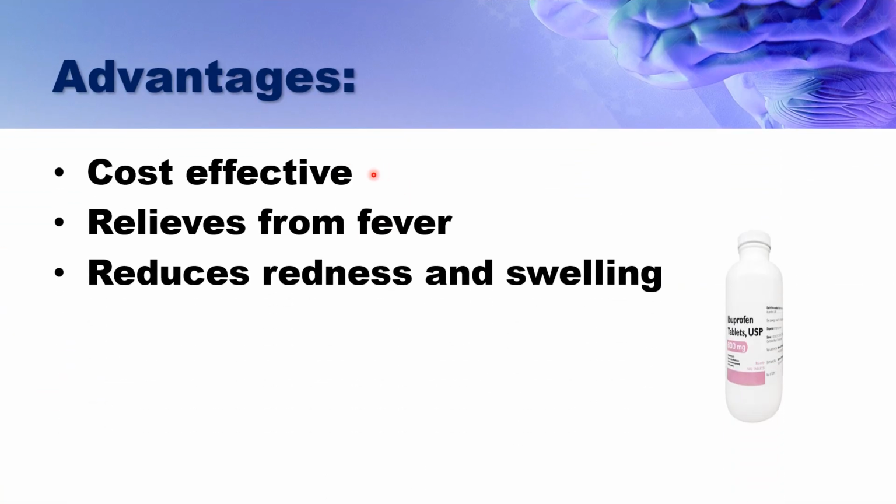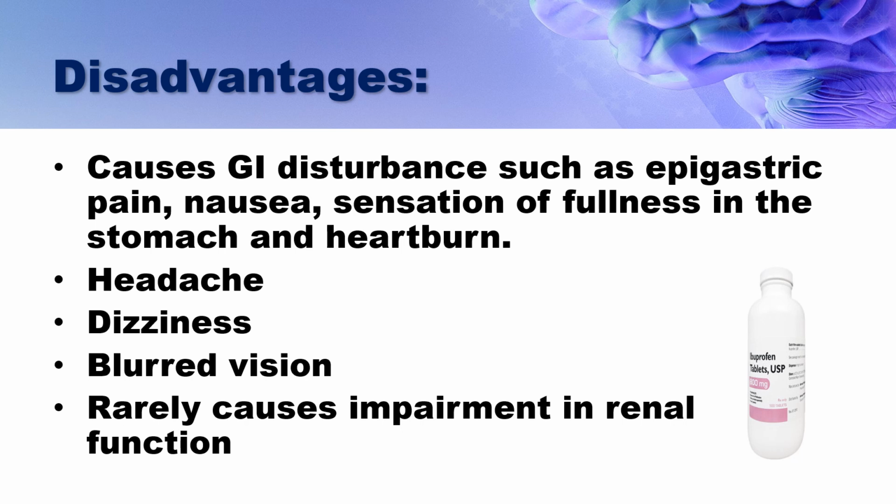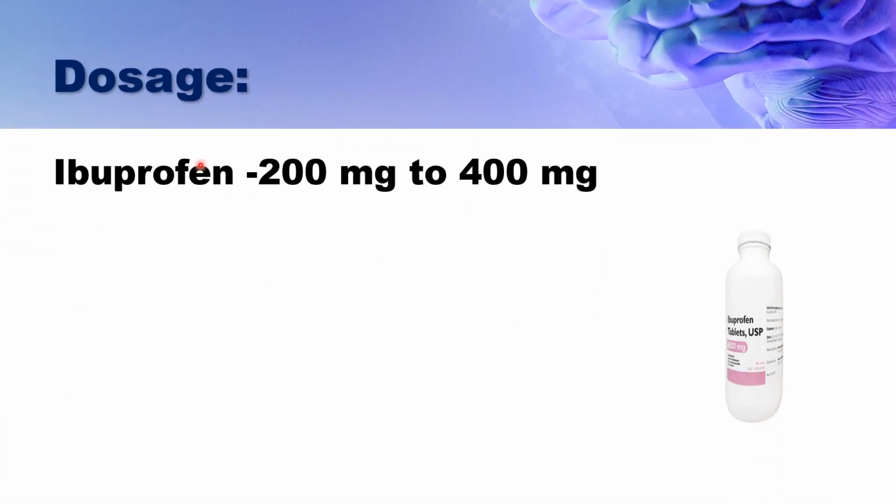Advantages: it is cost effective. It is going to relieve pain, reduce the redness and swelling. Disadvantages: it causes gastrointestinal disturbance such as epigastric pain, nausea, sensation of fullness in the stomach and heartburn. It also causes headache, dizziness, blurred vision. It rarely causes impairment in renal function. Dosage of ibuprofen is from 200 mg to 400 mg.